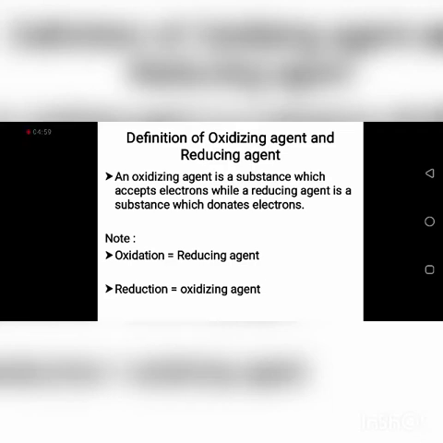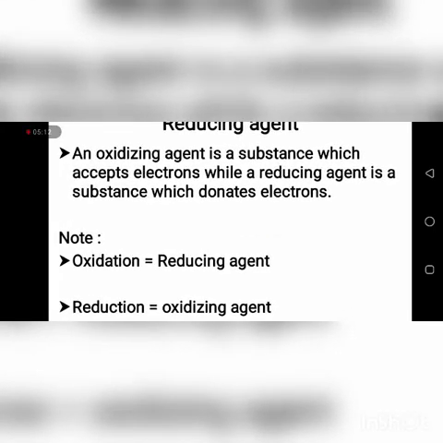We'll look at the definition of oxidizing agents and reducing agents. Having known how to define oxidation and reduction, we now look at the definition of oxidizing agents and reducing agents. An oxidizing agent is a substance which accepts electrons, while a reducing agent is a substance which donates electrons. That is a simple definition of oxidizing agent and reducing agent. Let us now see how they are related to oxidation and reduction. Note that any substance that undergoes oxidation is a reducing agent. Also, any substance that undergoes reduction is an oxidizing agent. Once we can identify oxidation and reduction, it is very easy for you to identify the reducing agent and oxidizing agent.